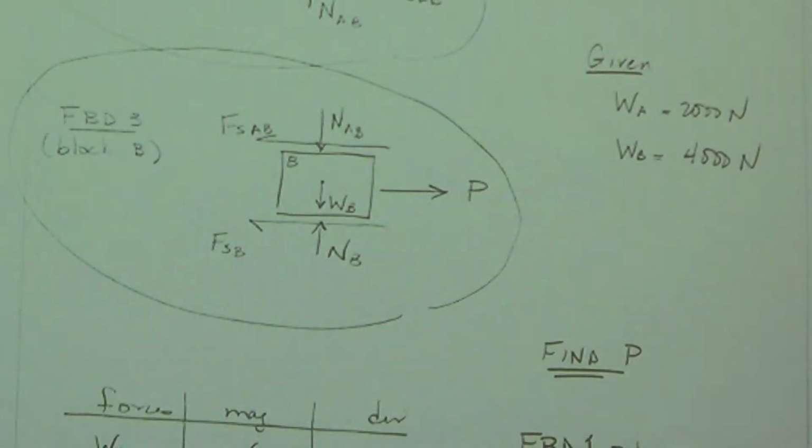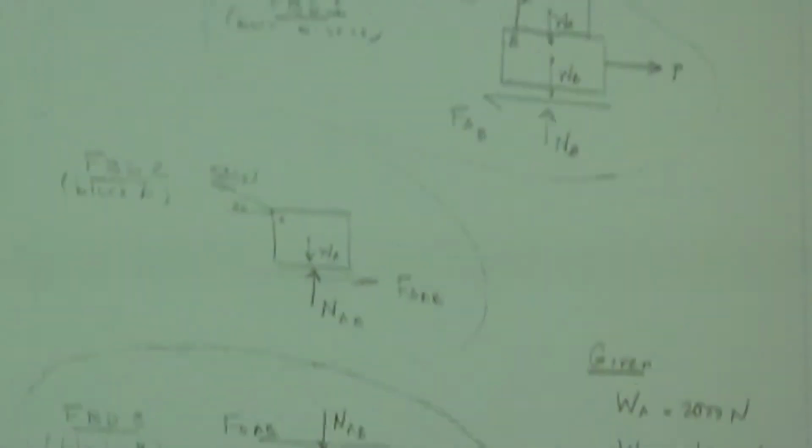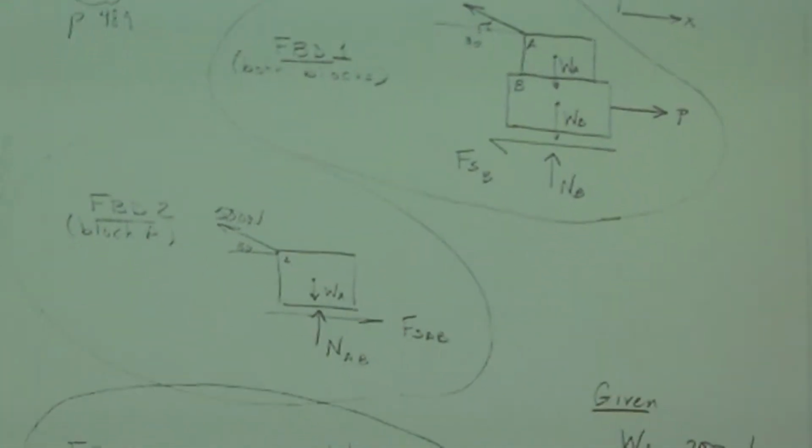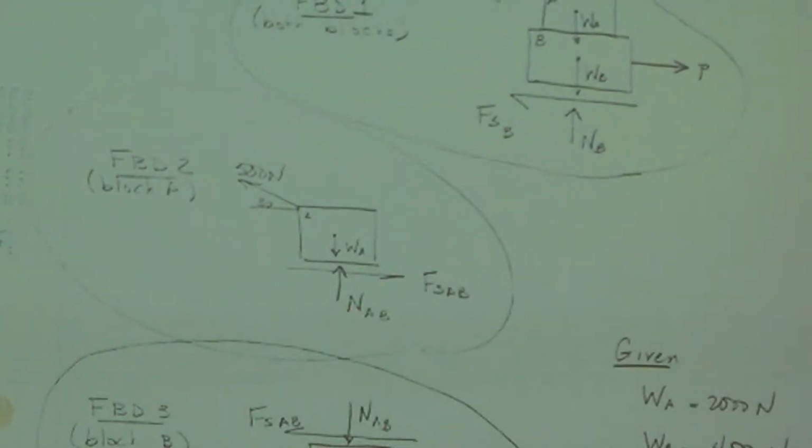So you have 500 newtons, you have the P. You have a normal between A and B that I called NAB. You also have a normal from the bottom, which I called NB. You have the frictional force between the bottom and the block B, and then you have a frictional force between A and B.